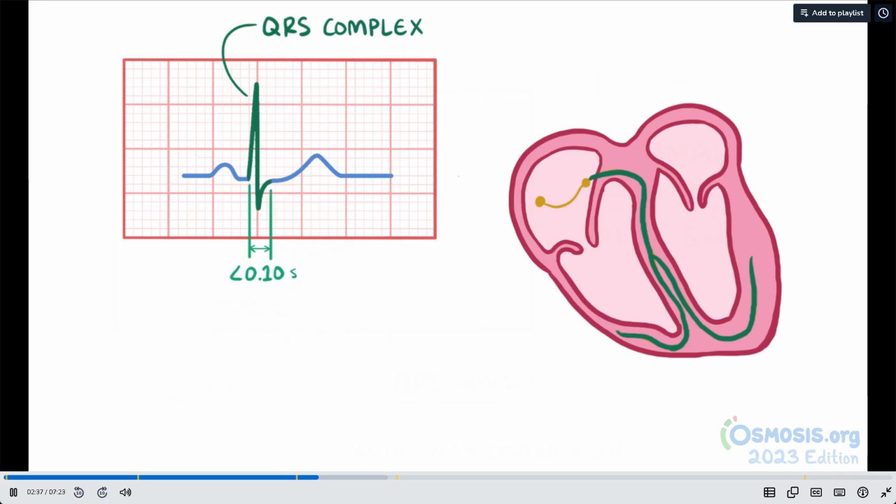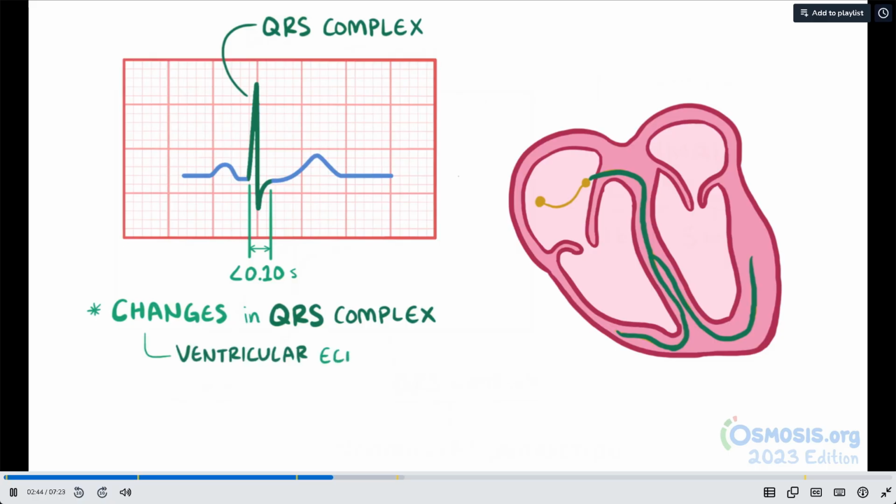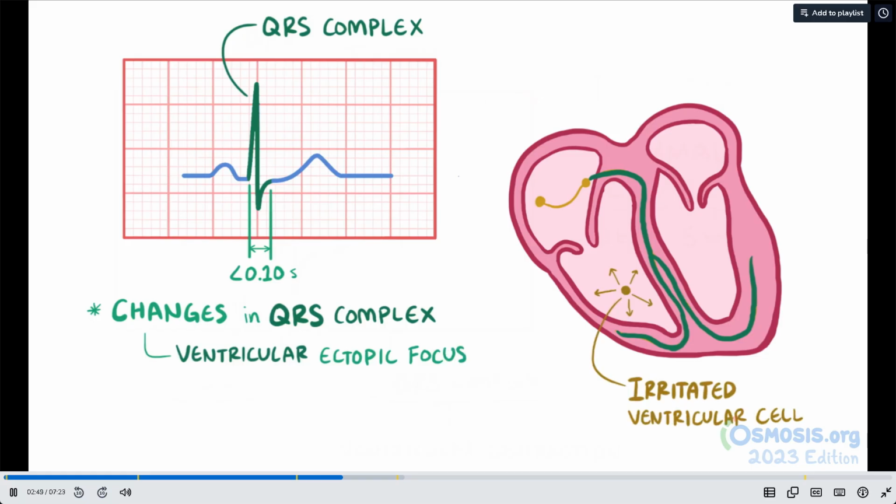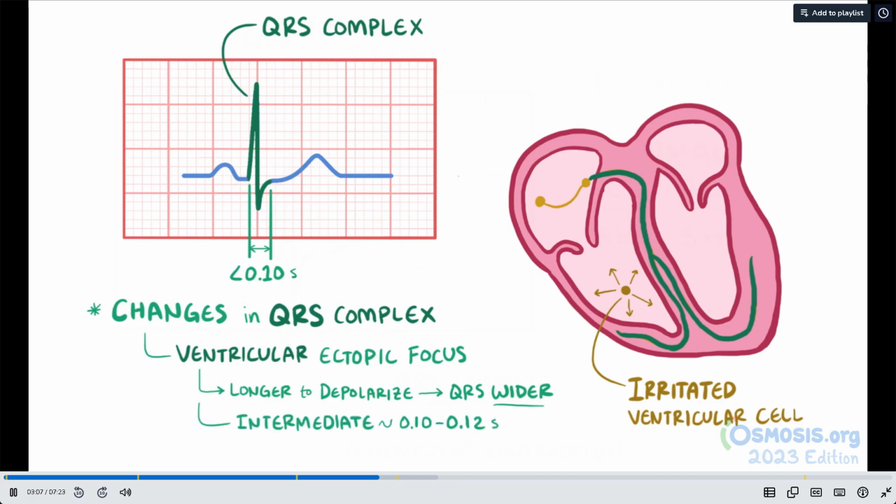Just like the PR interval, the duration of the QRS complex can change depending on the path from the AV node to the ventricles. For example, if an ectopic ventricular focus like an irritable ventricular cell fires off, the resulting depolarization wave will move slowly from muscle cell to muscle cell, instead of traveling quickly through the electrical conduction system. Therefore, it ends up taking a longer time to depolarize the ventricles and the QRS complex gets wider. It's often considered intermediate if it's 100 to 120 milliseconds long, and prolonged if it's over 120 milliseconds, or 3 little boxes.